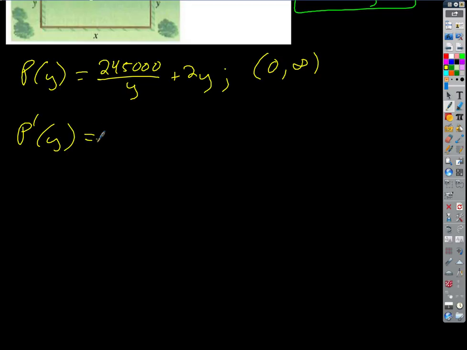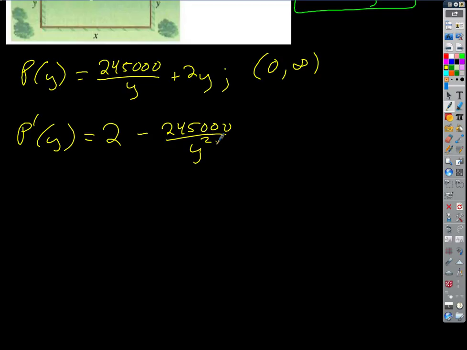Okay, so what is P prime going to be then? So I'm going to get a 2 from this term, right? What about this one? What I've really got here is 245,000 y to the negative 1, right? What's the derivative of y to the negative 1? Negative 1 times y to the negative 2. Okay, so I'm going to end up with, everybody agree? Right, does that make sense? I took the negative 1 out front, and I turned the negative 1 exponent into a negative 2. So now it's on the bottom, right?